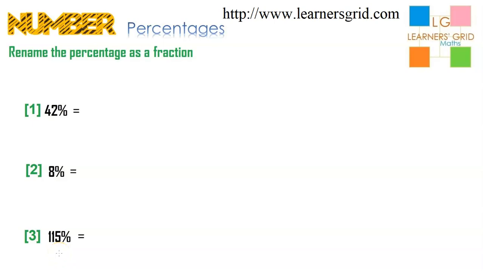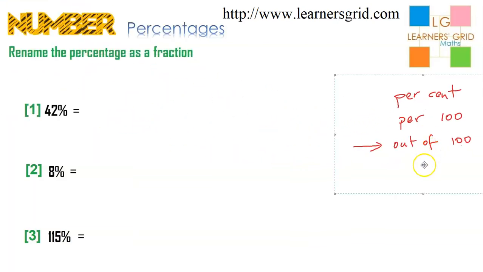In this tutorial video, I'm going to demonstrate how to rename these whole number percentages as fractions. Now, one of the key pieces of information that you need to understand is that percent means per 100 or out of 100. And this last one in particular is really going to help you understand what 42% is, or at the very least, how it can be expressed.